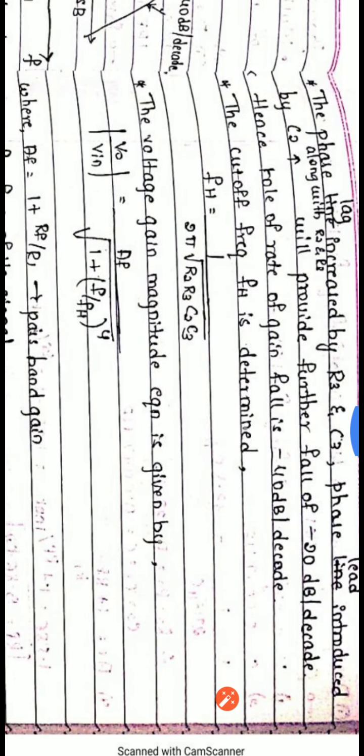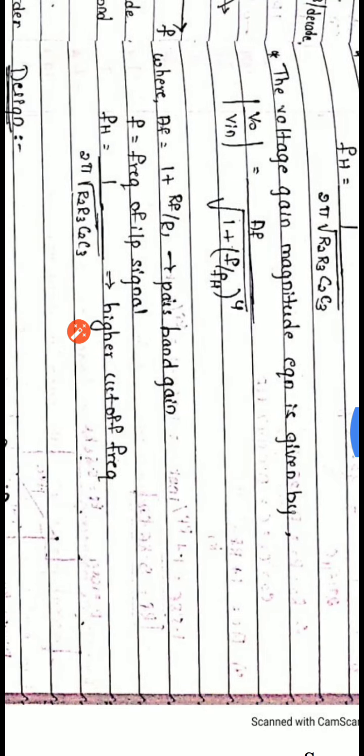When it comes to the equations, the cutoff frequency of the second order filter is fH equals 1 by 2 pi square root of R2 into R3 C2 into C3, because two RC networks are used. If I choose R2 equals R3 equals R, and C2 equals C3 equals C, then it becomes R square and C square. Hence we can eliminate the root. Again it becomes 1 by 2 pi RC, which is the similar derivation done in the first order low pass filter.